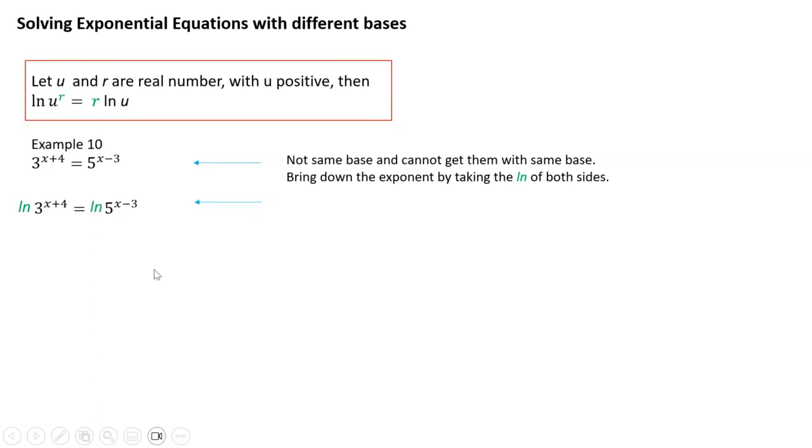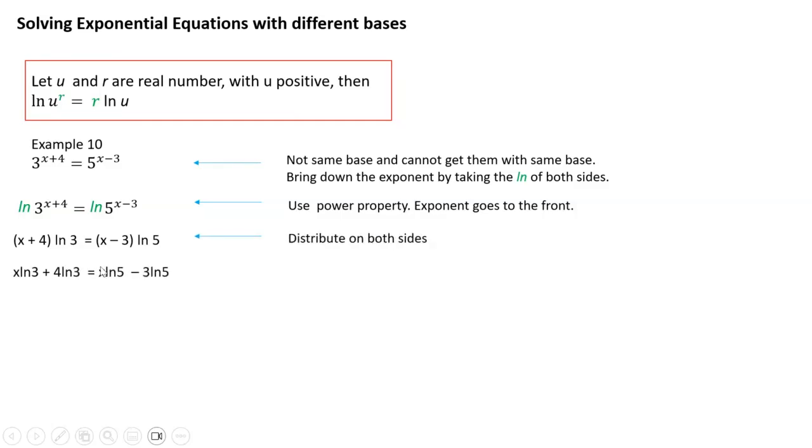Okay. Now the exponents come to the front by using the property. So the x plus 4 goes to the front, and the x minus 3 goes to the front on the right side. Now I'm going to distribute. Okay, ln of 3 times x gives us x ln of 3.